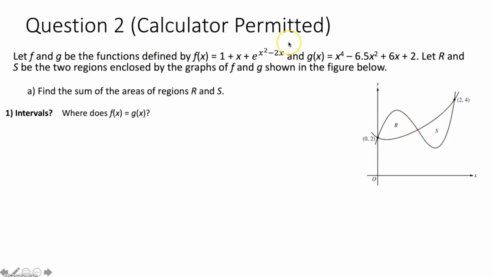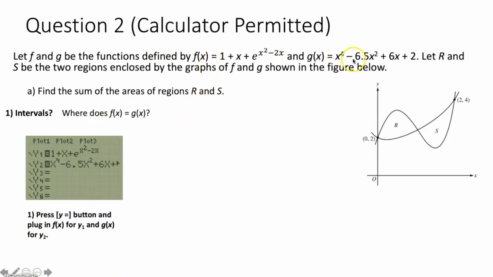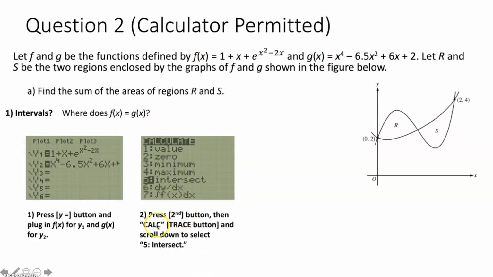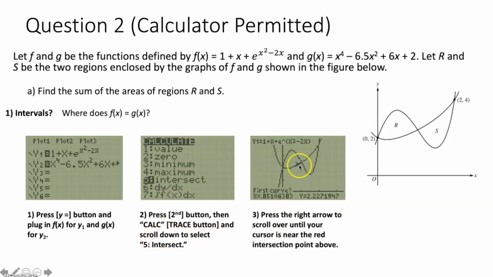Well, that's where this calculator comes in. So what you're going to do is press the y equals button in your calculator and enter in both of these functions. Then you're going to press the second button and then hit calc, which is the trace button, and then scroll down to 5 where it says intersect. Once you do that, you're going to look at the graph and scroll close to where that intersection point is right here.